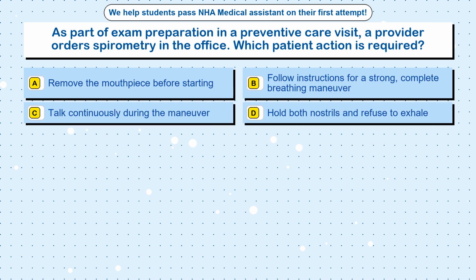Question 90. As part of exam preparation in a preventive care visit, a provider orders spirometry in the office. Which patient action is required? Option A, remove the mouthpiece before starting. Option B, follow instructions for a strong, complete breathing maneuver. Option C, talk continuously during the maneuver. Option D, hold both nostrils and refuse to exhale.